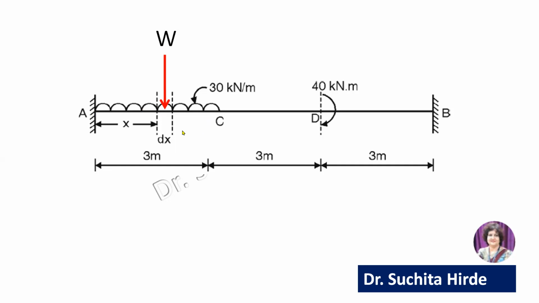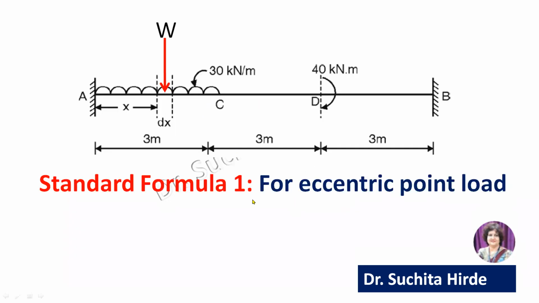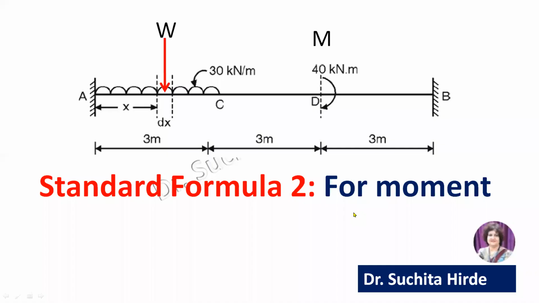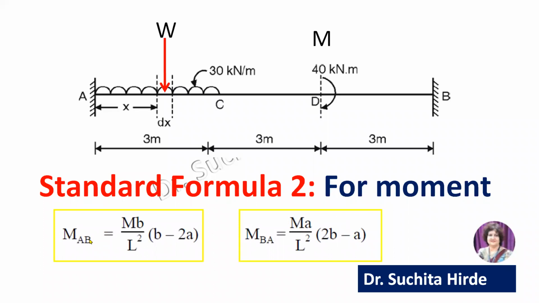Here we are going to use two standard formulae. One is for eccentric point load, which is WAB square upon L square, which is MAB, and MBA is WA square B upon L square. And for moment, if M is the moment, then MAB is MB L square upon B minus 2A, and MBA is MA L square upon 2B minus A. So using these standard formulae, we now calculate the fixed end moment at A and B by adding the effect due to partial UDL and then due to moment.